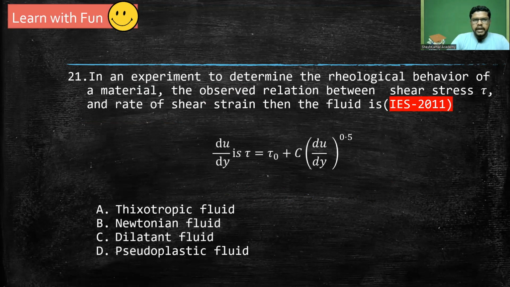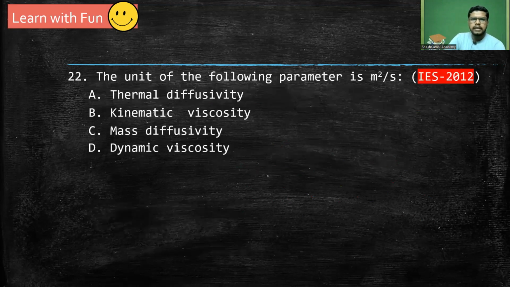Next question is, in an experiment to determine the rheological behavior of a material, the observed relation between shear stress tau and the rate of shear strain du by dy is tau equal to tau 0 plus c (du by dy) raised to power n. Then the fluid is. Here, if you observe, the value of n is less than 1, and there is also an initial shear stress. The rheological equation is applicable to thixotropic, or it is a representation of thixotropic fluid. So option A is the correct answer.